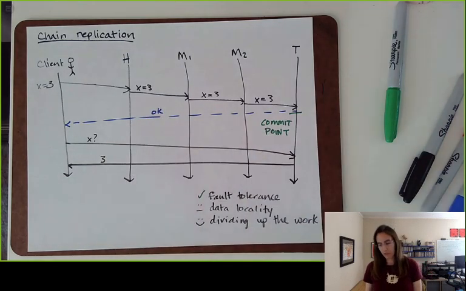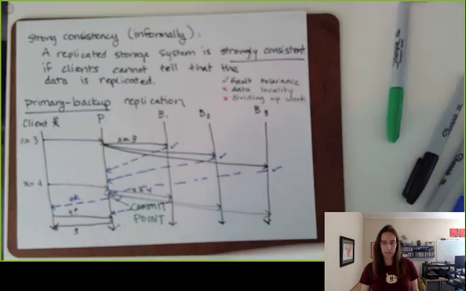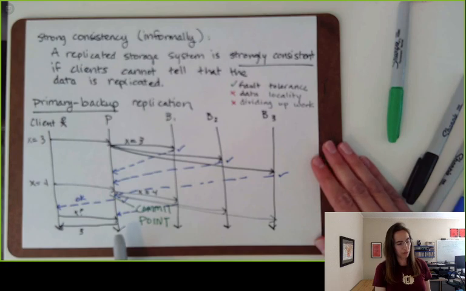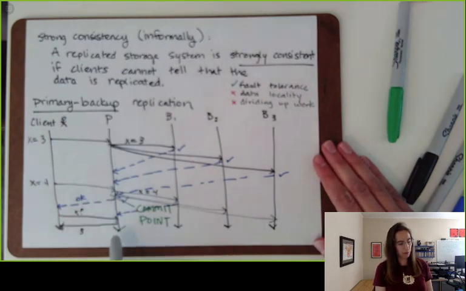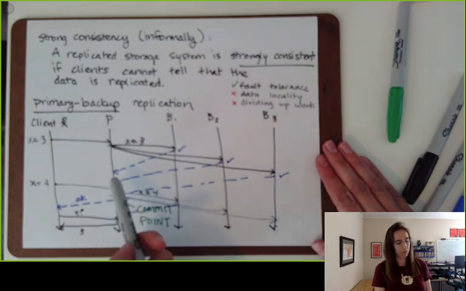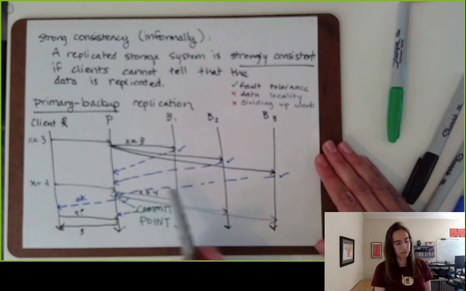Of course, there's a similar problem with primary backup, right? The client is going to have to know who the primary is that they're supposed to talk to, and the primary is going to have to know who all the backups are. So if a machine crashes, if a backup crashes, the primary is going to have to find that out somehow so that it doesn't wait forever to get an acknowledgement from a crashed machine.